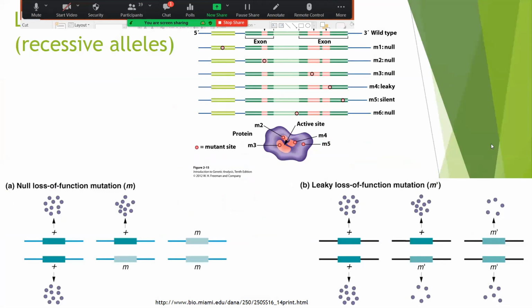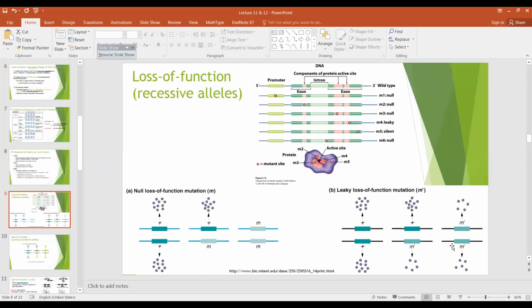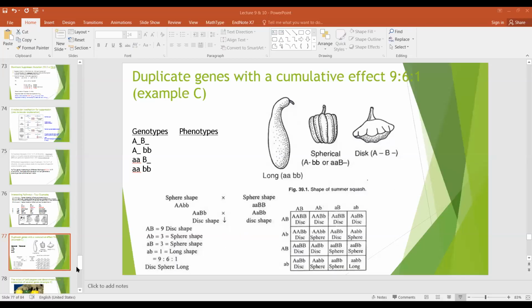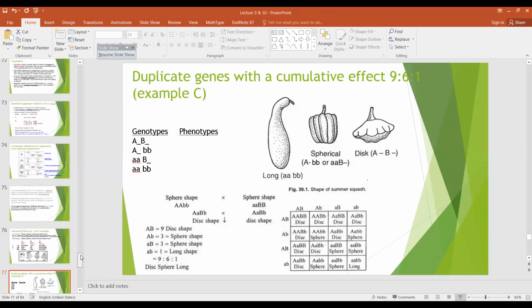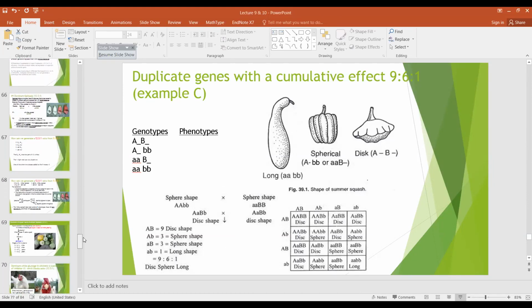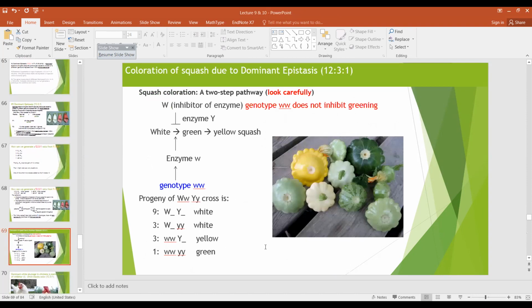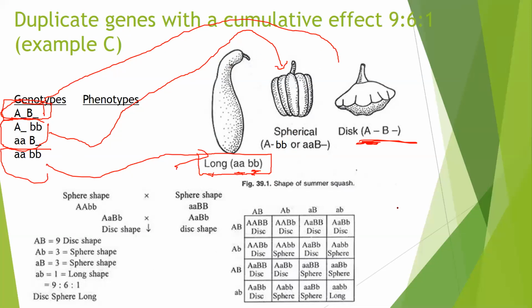Oh, okay, sure. Let me stop sharing first. Okay, this one. Sure, which slide? I believe it's slide 69. It's the one about the squash with the dominant epistasis. Here? Yeah. Okay. Yeah.